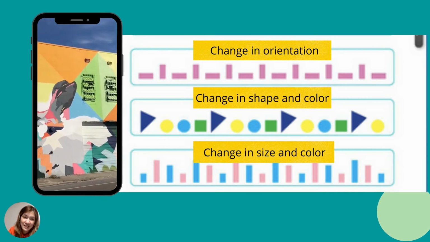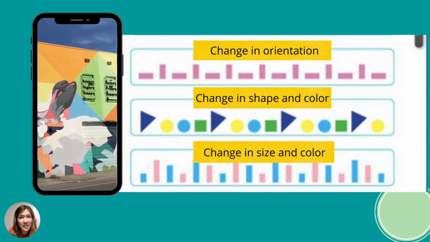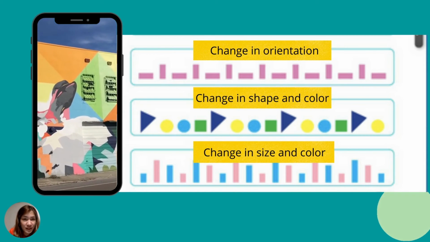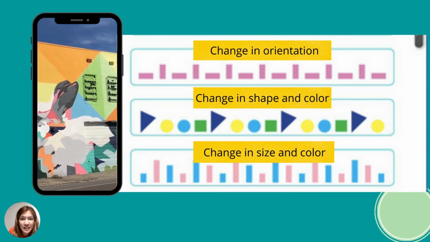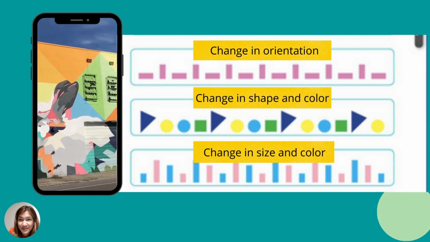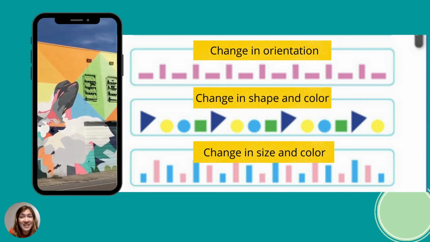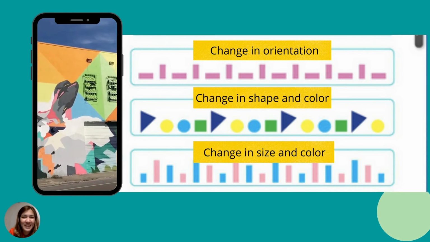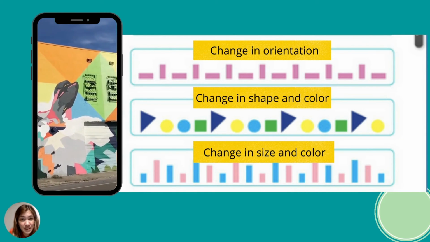Okay, the next way to make a pattern, it can be an orientation or how the shapes are placed. All right, in horizontal, vertical, and so on. It can also be a change in shape and color. Look at that. The triangle then turns to circle with a different color. And let's see what comes next after the yellow circle. Okay. So it's a circle. And what color? Blue. That's correct.